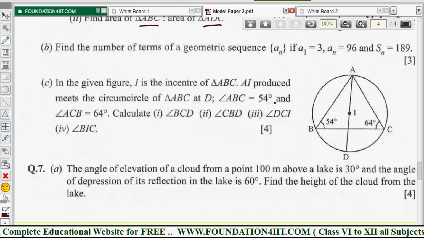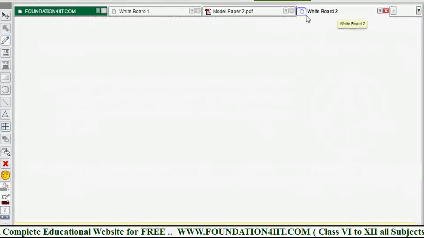Let me see the next one. Find the number of terms of a geometric sequence if A1 is 3, AN is 96, and SN is 189. We need to find the number of terms, that means the N value. The ratio is not given, so let R be the common ratio.